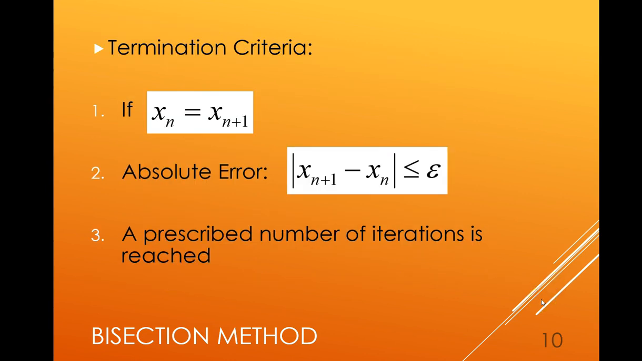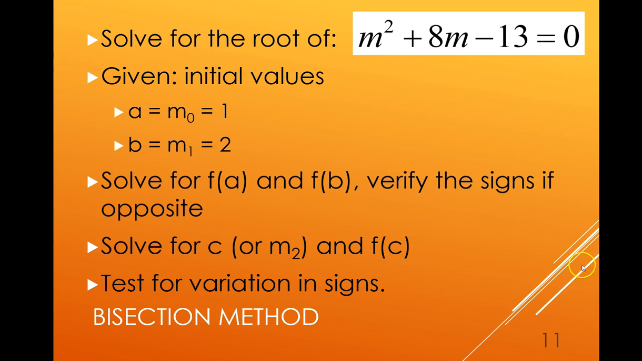How do you know when to stop? So basically, when x sub n is equal to x sub n plus 1, or they're equal such that the difference will be 0, or if the absolute error is less than the given error desired, or if after a prescribed number of iterations is reached. So I'll give you some examples.